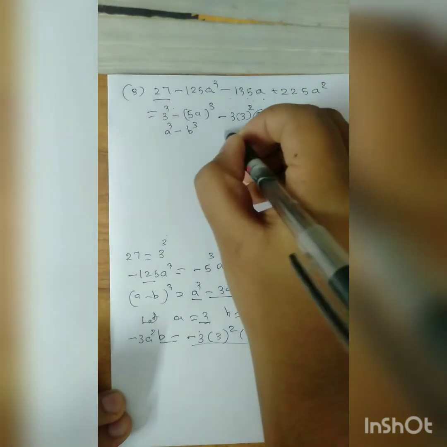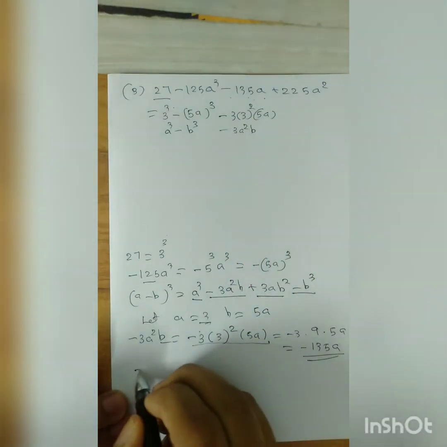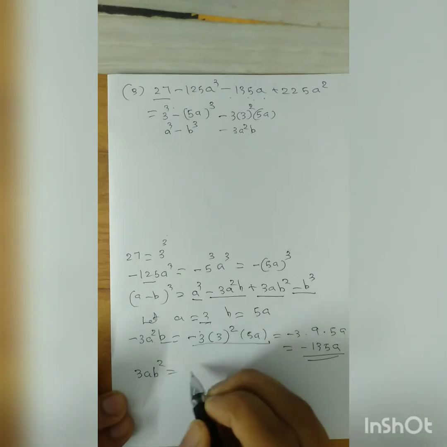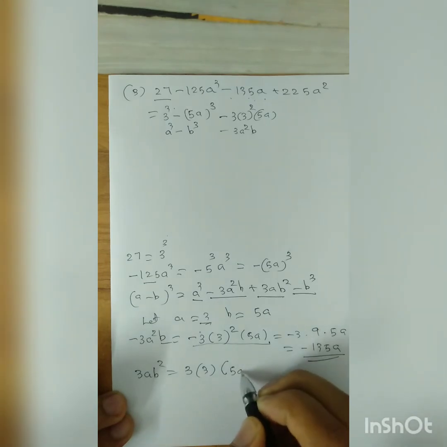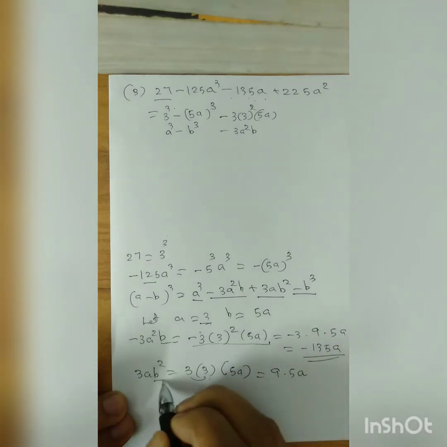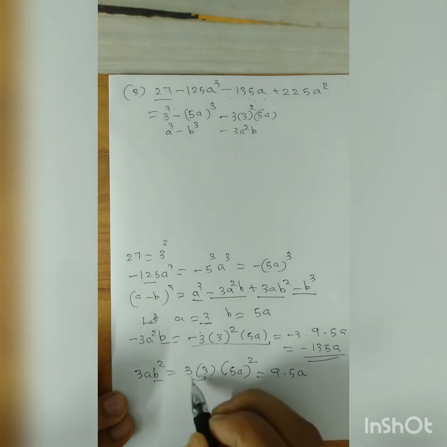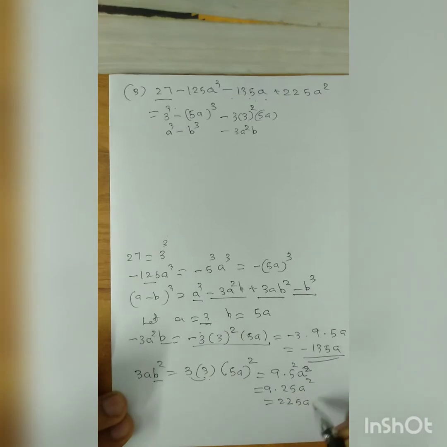This is in the form of minus 3a squared b. Then the next term is 3ab squared, where a is equal to 3 and b is equal to 5a. So 3 into 3 into b squared, that is 5a the whole squared. So 3 into 3, 9 into 5 squared a squared, which is equal to 9 into 25a squared, which is equal to 225a squared.